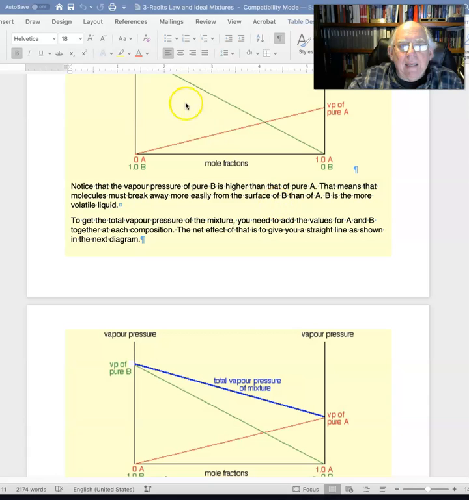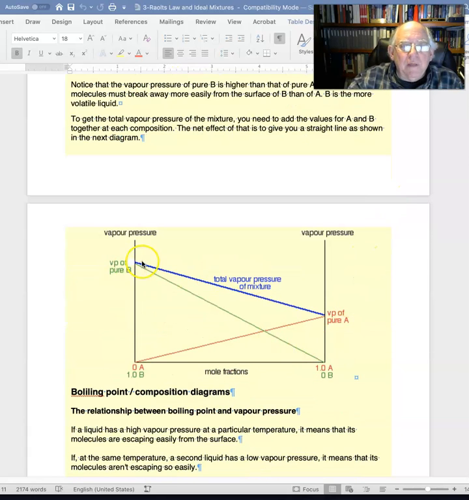And so by adding those 2 together, we then have the blue line that represents the total vapor pressure of the mixture. That consists of a portion due to A and a portion due to B added together to give the vapor pressure at that particular mole fraction ratio. And so this shows us a graphical description of Raoult's law.